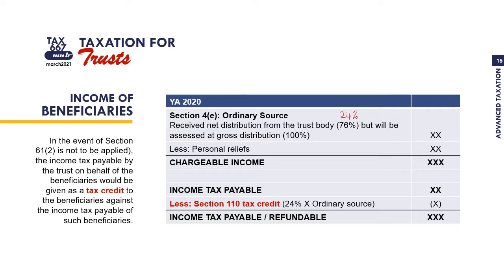And if the beneficiary here is resident, therefore we are going to less personal relief which is relevant to the said beneficiary. Kalau dia non-resident, tak boleh claim personal relief. There, you can get the chargeable income for a beneficiary. And again, for rate, it depends on the resident status. For resident, we're going to use scale rate, but for non-resident, it is a flat rate of 30%.